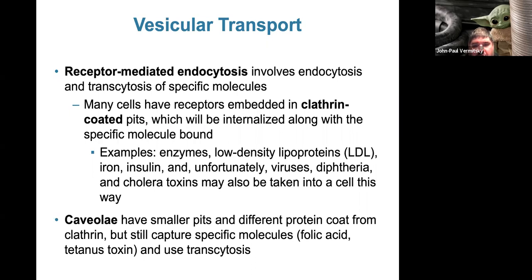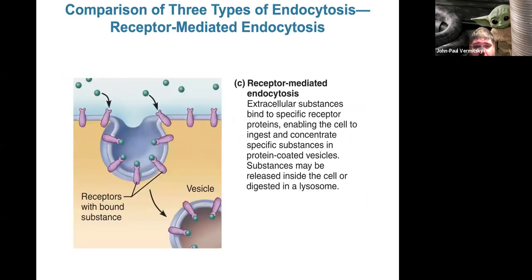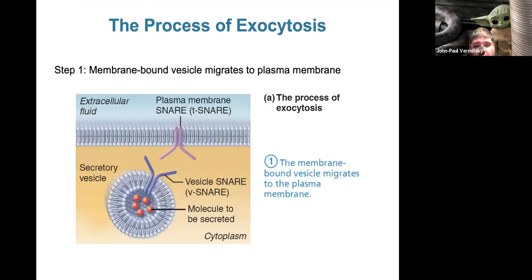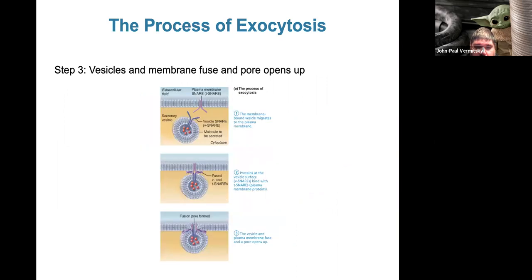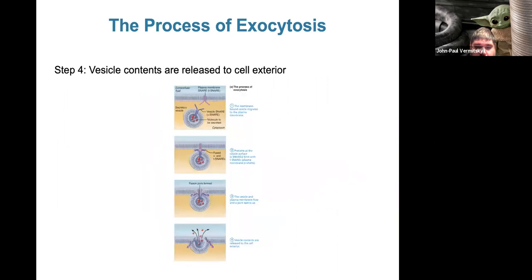You also have receptor-mediated endocytosis, which means endocytosis only occurs if a particular substance binds to a receptor. This is something that we'll talk about when we get to the immune system. And phagocytosis is essentially using receptor-mediated endocytosis as well. With the process of exocytosis, here you can see the membrane-bound vesicle migrates to the plasma membrane. The proteins will interact with each other, and then the vesicle and the plasma membrane will fuse. The vesicle contents then are released to the exterior.